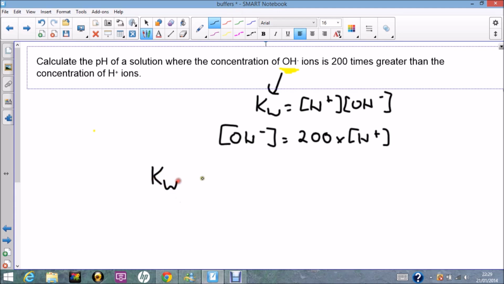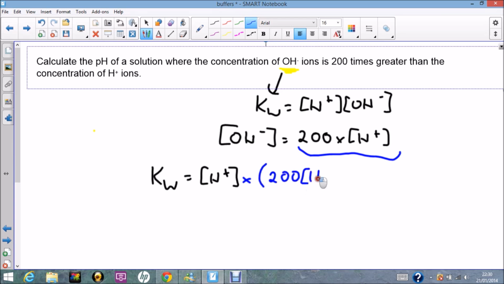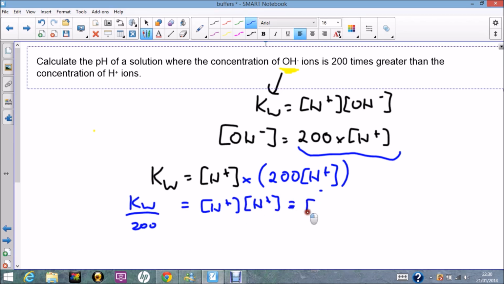So Kw equals H plus, and then instead of writing OH minus, I'm going to sub in this. Okay, so I can say that that is equivalent to saying OH minus because OH minus is equal to 200 H plus. So all I've done is replace that term in the calculation. Then I'm going to rearrange it. So Kw divided by 200 equals H plus times H plus, which is equivalent to H plus squared.